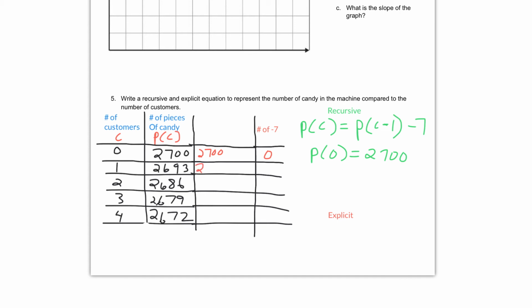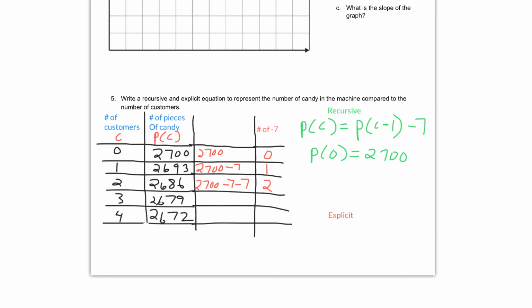Then we would take our 2700 and subtract 7. That would give us 1 -7. Then we'd take 2700, we would subtract 7 and subtract 7 again, giving us 2 -7s. And so if we just compare real quick these few that we've looked at, the number of 7s matches exactly with the number of customers. And that's the idea that we need in order to write that explicit formula.